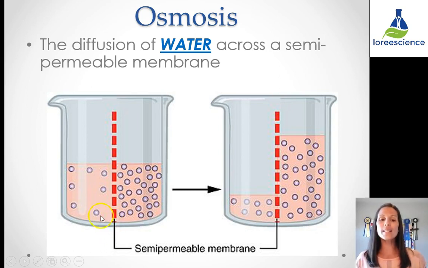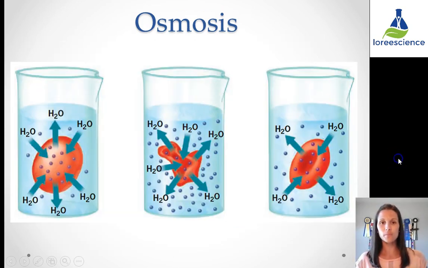So the only way to get equal concentrations then is to take some water from here and move it to this side and kind of water down the molecules on this side. And that's what happens in osmosis, is the water does the moving to create sides with equal concentration. So some examples of where we might see this in real life is with blood cells.